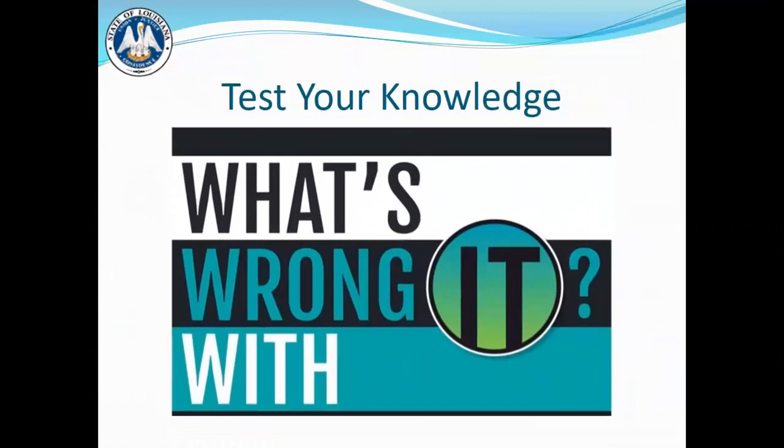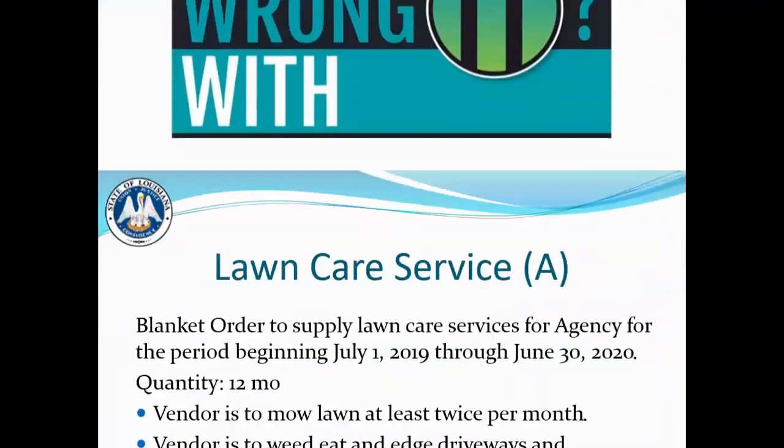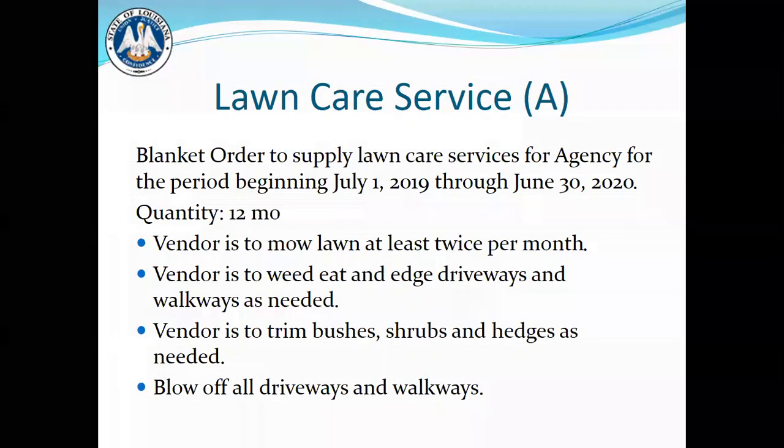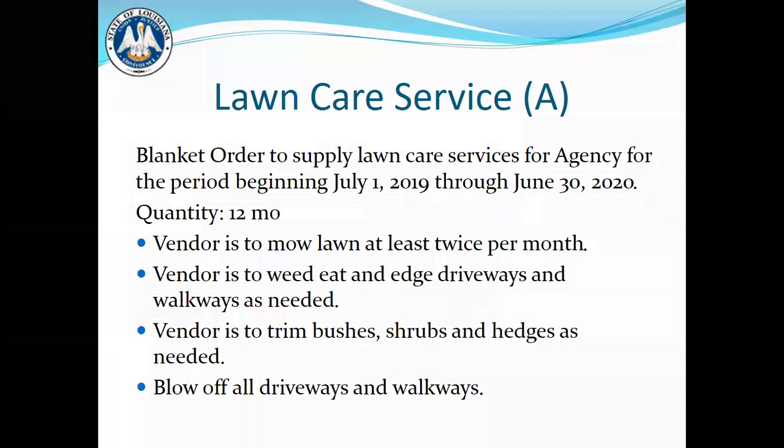All right, moving on. We're going to show you slides, and we're going to read over them, and then in the chat box, please put what you see that's missing from these specifications that should be included. We're first going to start with lawn care service. It says, blanket order to supply lawn care services for the agency for the period beginning July 1, 2019 through June 30th, 2020. Quantity is 12 months.